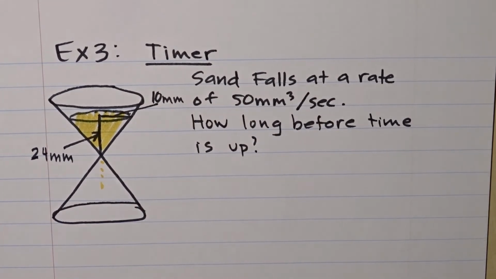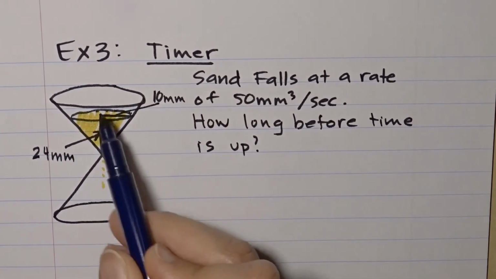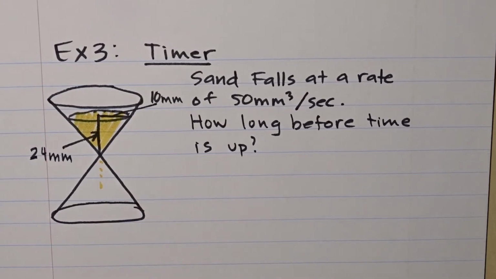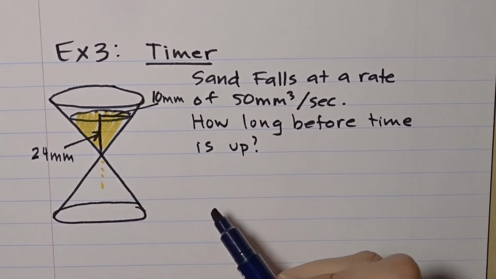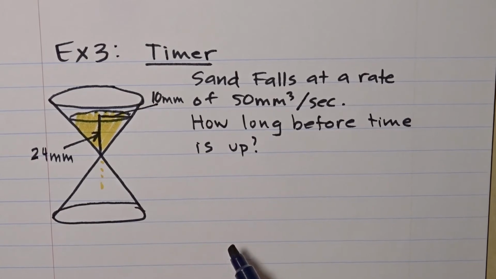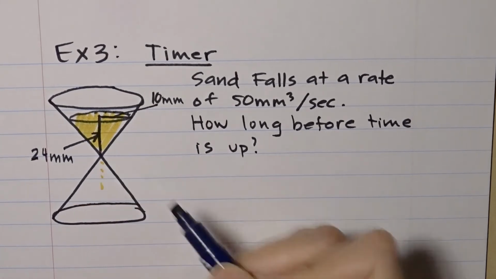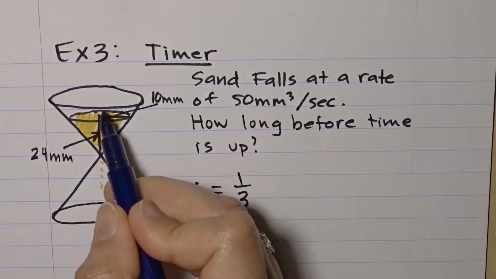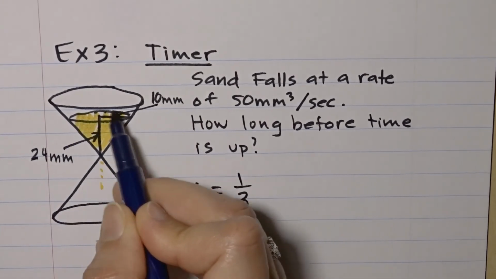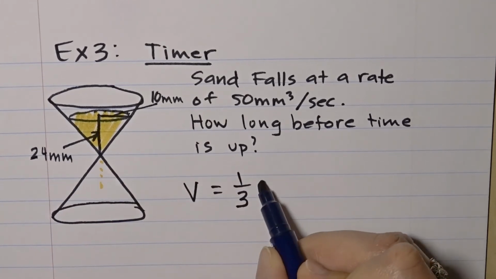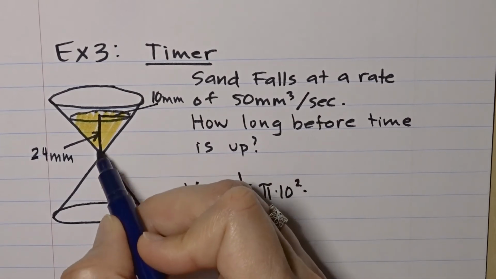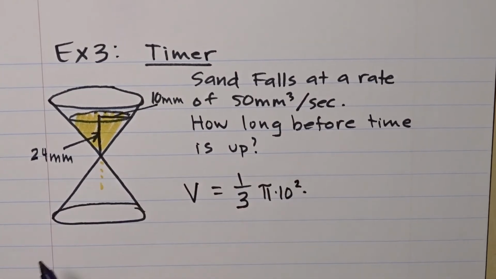Okay, so we want to know when all of this volume of yellow sand is gone, time's going to be up. So first we need to find out what is the volume of that quantity of sand. So it's in the shape of a cone right now, so we're going to try to find the volume of this little yellow cone. So the volume will be 1/3. This base would be considered the base here, is a circle with a radius of 10. So pi times 10 squared times the height of this little yellow sand cone, 24.